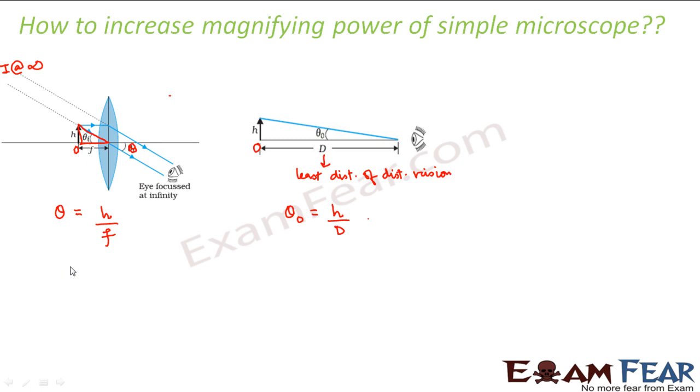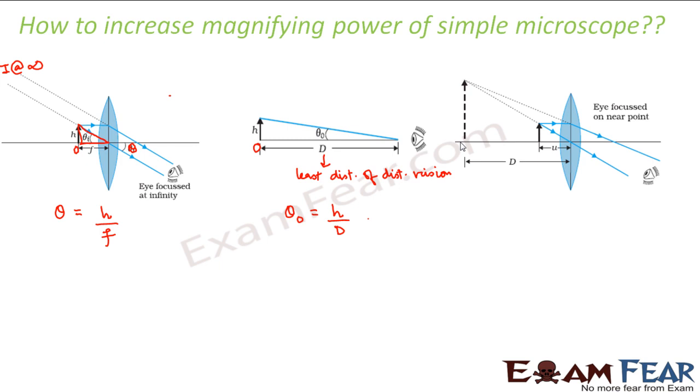Now, if I want to calculate the magnification of a simple microscope, let me consider that scenario. In a simple microscope, we bring the object even closer than the focal length. Right now the focus may be somewhere here, so the object is brought even closer than the principal focus. In that case, an image is formed at a distance equal to capital D, the least distance of distinct vision. So this is my image and this is my object.